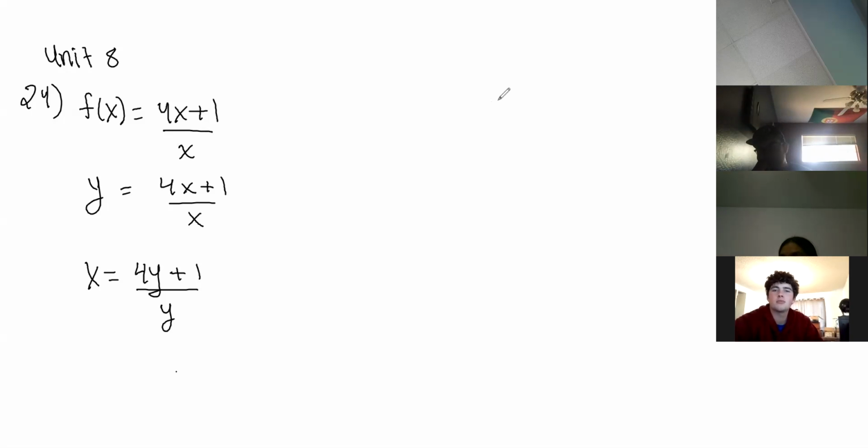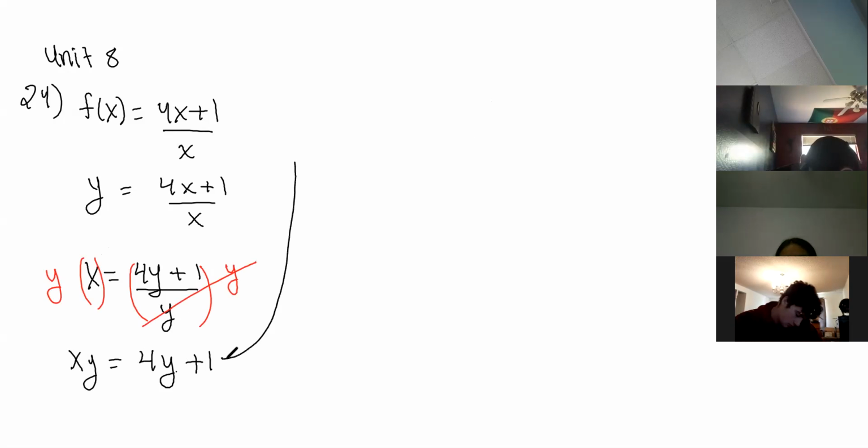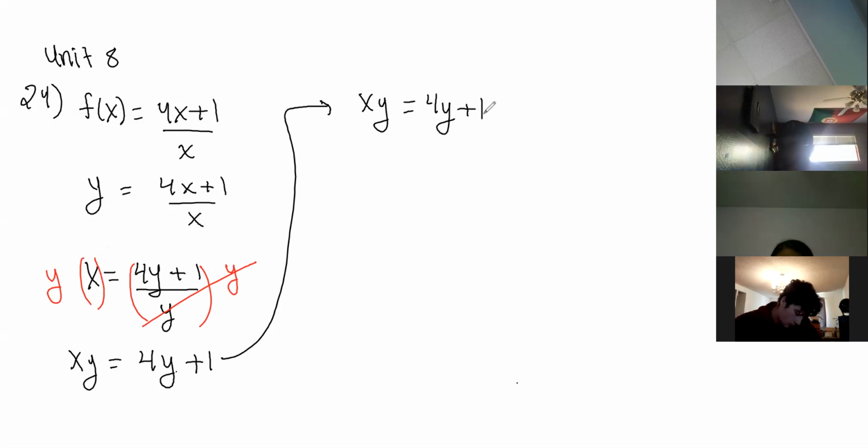Do you guys, anybody remember first off what we would multiply both sides by? Y. Okay, that gives us xy equals 4y plus 1. Now, I'm trying to solve for what in this problem? Y. I'm trying to solve for y, but what's the problem right now with trying to get y by itself? Well, there's two y's. Correct.